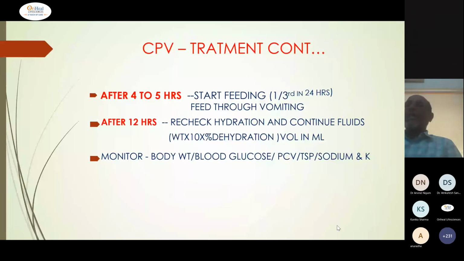After 12 hours, recheck hydration and continue fluids if it is not hydrated. Weight times 10 times the percentage of dehydration is the volume of fluids required at this stage. Monitor body weight, blood glucose, TCV, total serum protein, sodium and potassium.